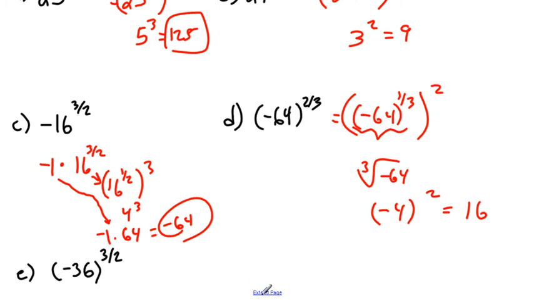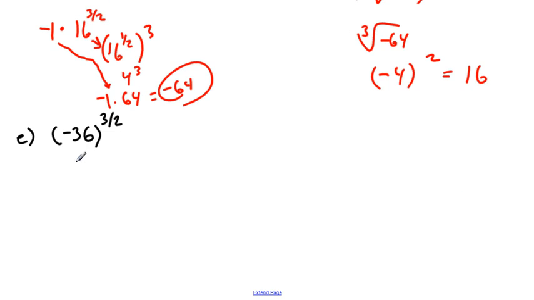All right, and then part E. Again, the negative sign is inside the parentheses, which means that when we rewrite it, we have to keep it with the 36. So this means negative 36 to the power of 1/2. Okay, but then I have to raise that whole thing to the power of 3.